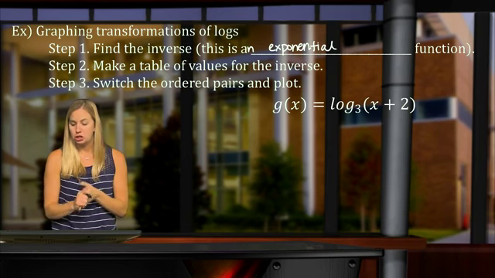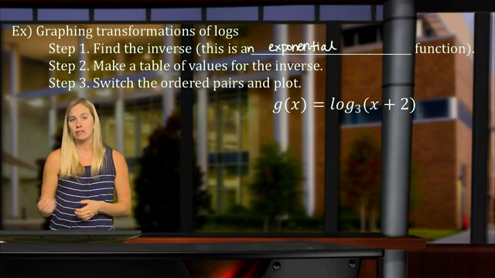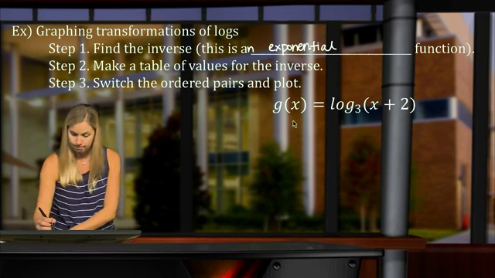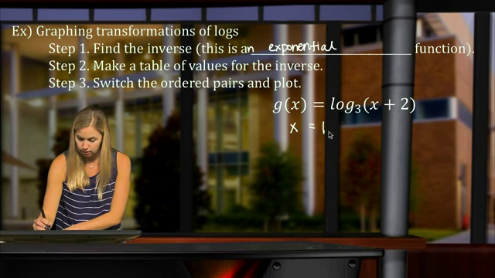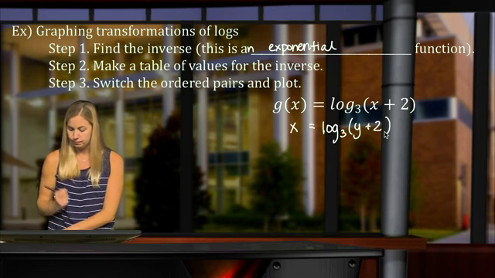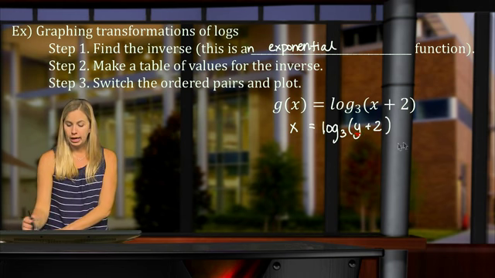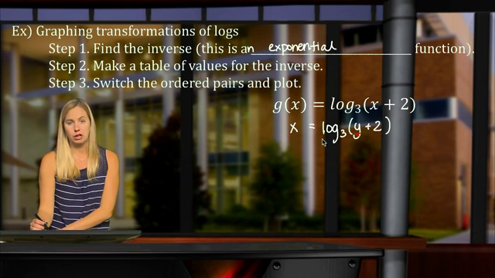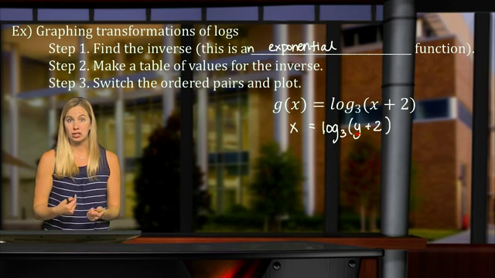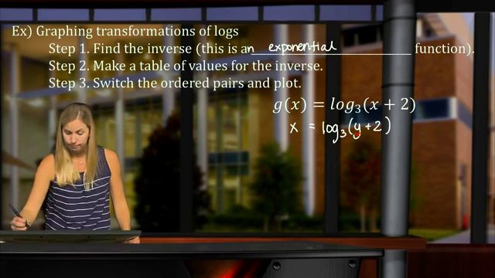So here's an example. g of x equals log base 3 of x plus 2. How do we find the inverse of this function? Our first step is to switch x and y. So this becomes x equals log base 3 of y plus 2. And now I want to solve for y. From here, if I want to get rid of this logarithm, I want to convert to exponential. Again, that idea that the inverses undo each other, if I need to undo a logarithm, I'm going to have to use exponential.